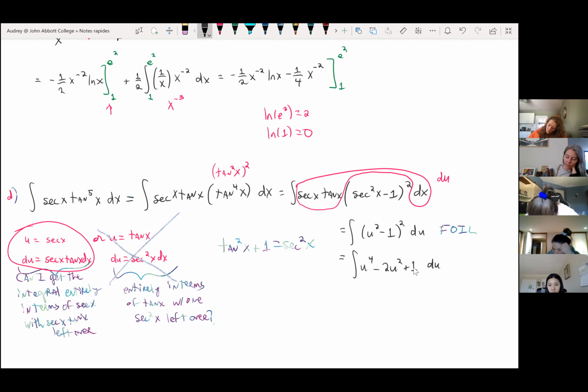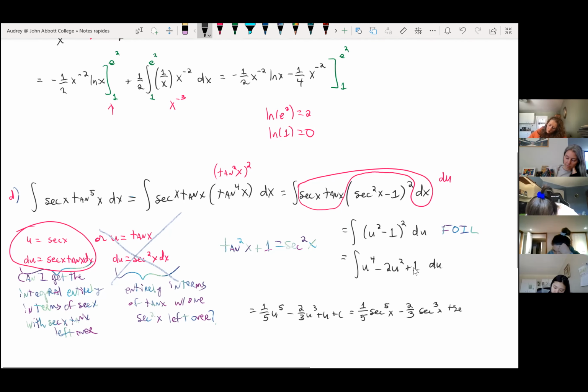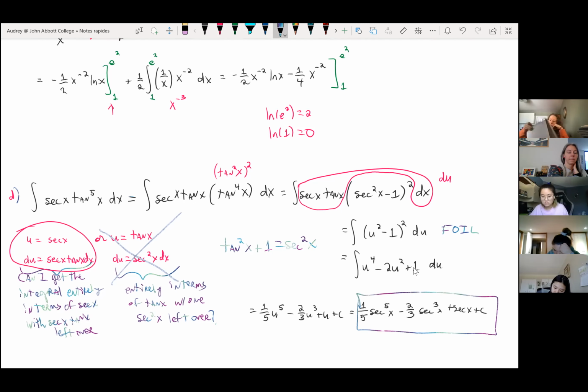And then I will have 1/5 u to the 5th minus 2/3 u cubed plus u plus c, and my u is secant. And then you're done.